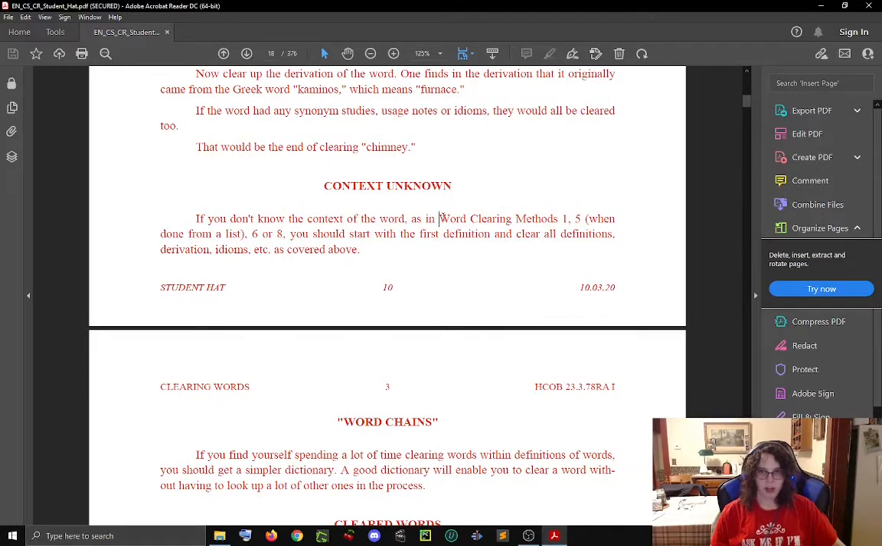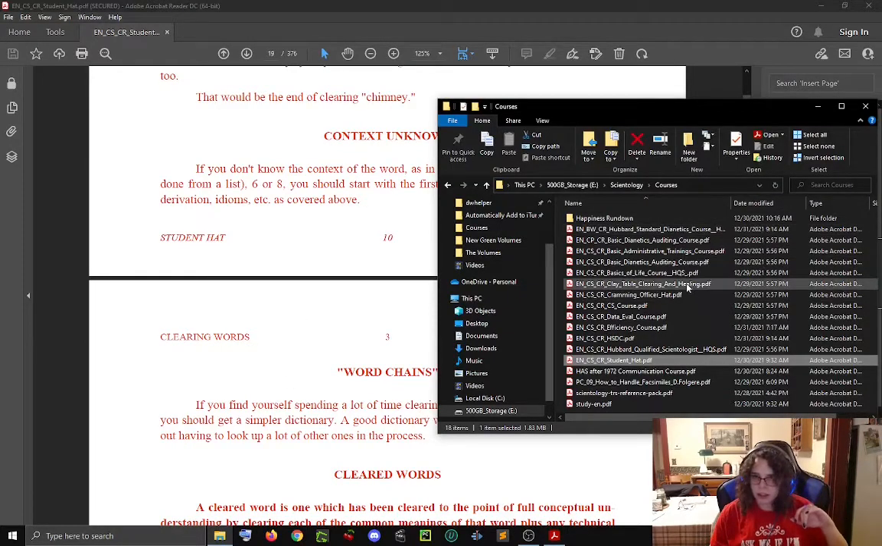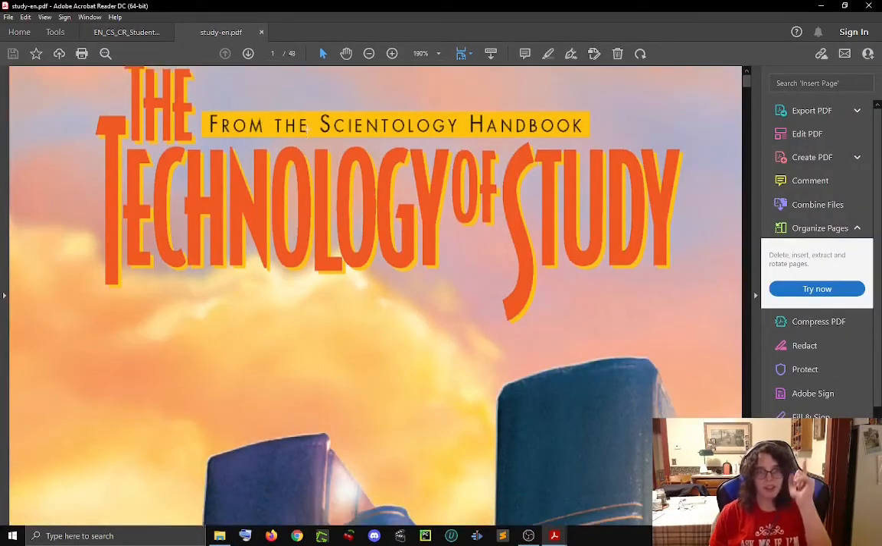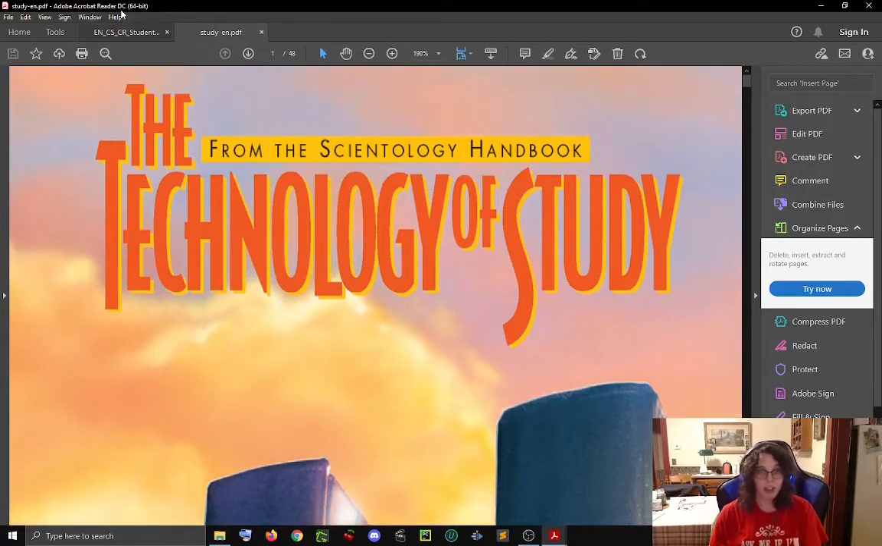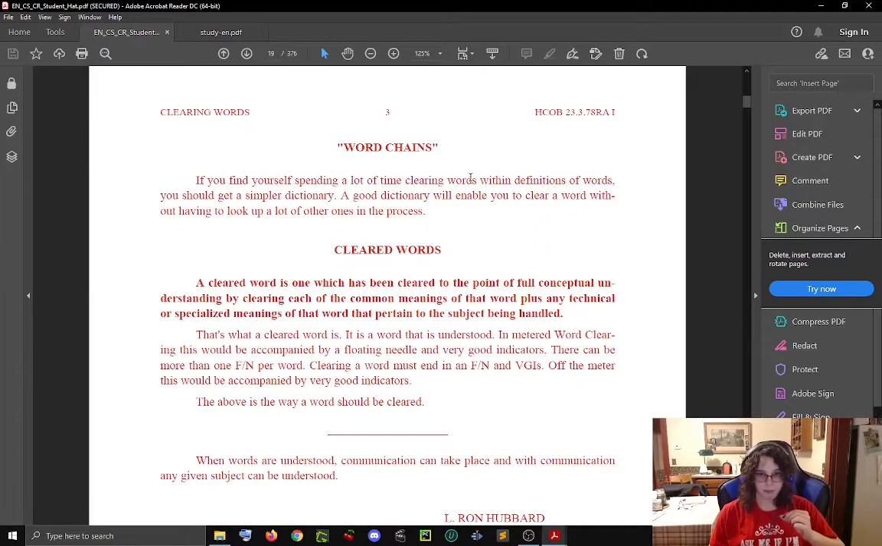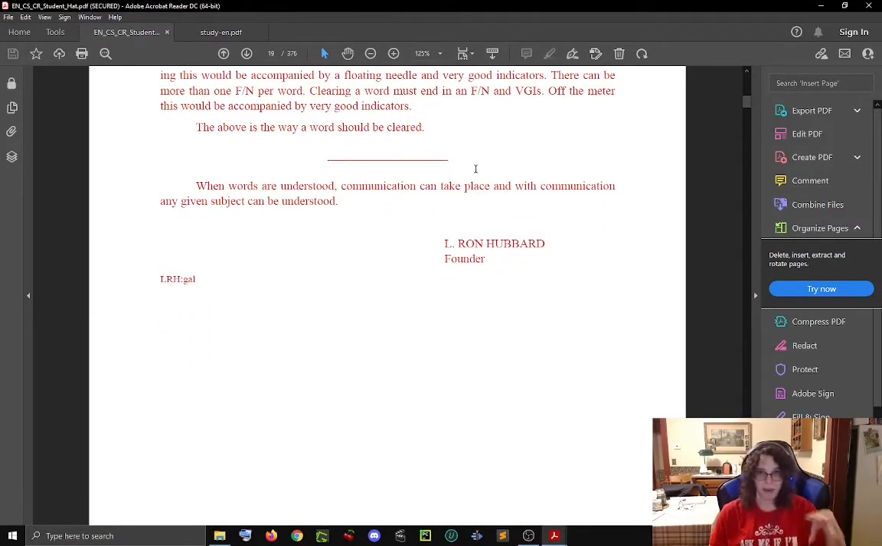So, we will cover word clearing methods. I should have it somewhere. I'm wondering if I do have it or if I don't have it. What is this? Study EN, I believe. Yep. All right. So this is the Technology of Study Handbook. I will cover this in a completely separate video all on its own. But this should have the word clearing methods in it. I'm looking forward to that one because I actually own a physical copy of that little pamphlet booklet thing upstairs in my bedroom.